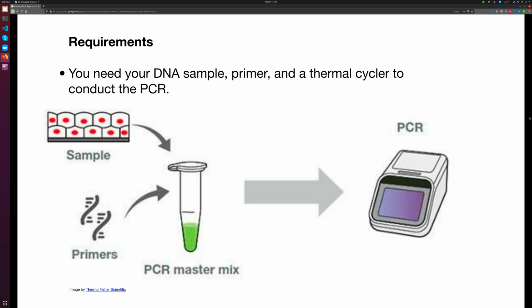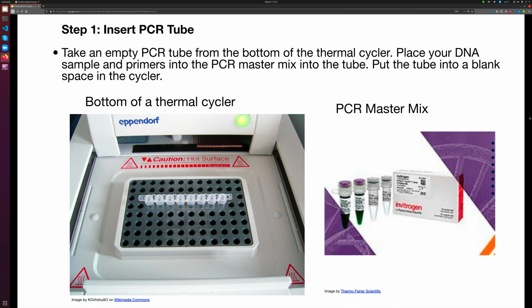So what are the requirements? First, you need your DNA sample, 2 primers, and a thermal cycler to conduct the PCR. So the sample and primers are inserted into a PCR master mix, and then the PCR master mix is inserted into the thermal cycler. But there's a few issues. First, you have to take an empty PCR tube from the bottom of the thermal cycler, or if you use a PCR master mix, like the one on the second picture, you should take an empty tube of that PCR master mix.